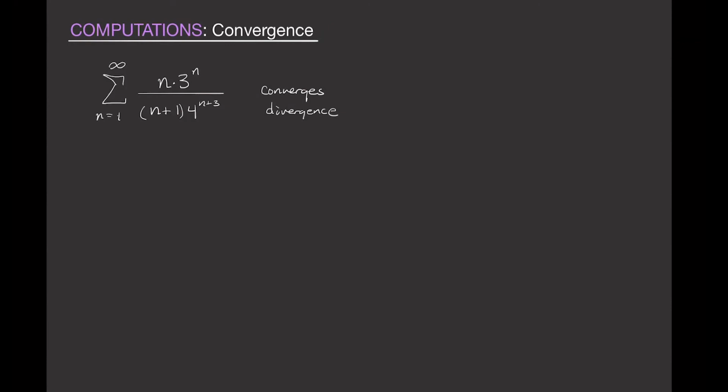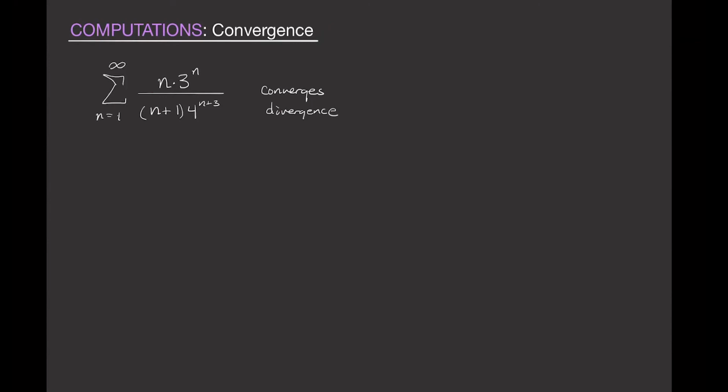Now, there's a few things you could use here. You could use a comparison test. You could compare it to, I think, geometric series. And there's kind of an art to comparison, because with comparison test, you're really just trying to show that either the terms are greater than some divergent series terms, or they're less than some convergent series terms. And you kind of have a lot of flexibility in trying to do that comparison.